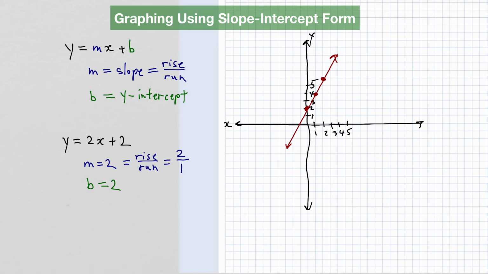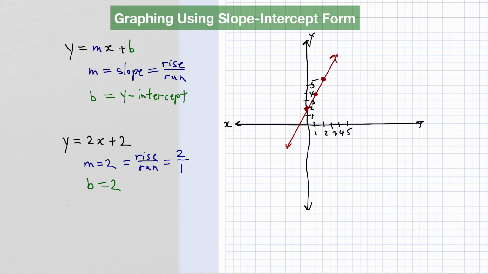Now you notice that our slope here was a positive 2. Notice the behavior of the line. When we go from left to right, the slope of the line increases. Going from left to right on the x-axis, the slope increases. That is considered a positive slope. A negative slope will behave differently. When you go from left to right, the slope will actually go down. That is a negative slope.